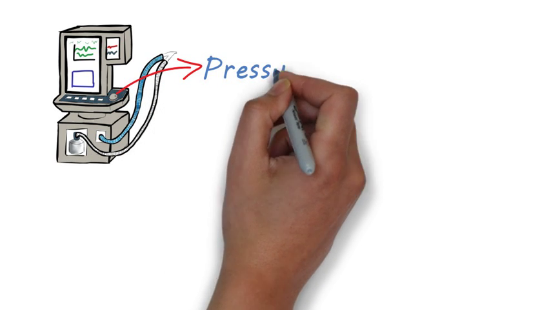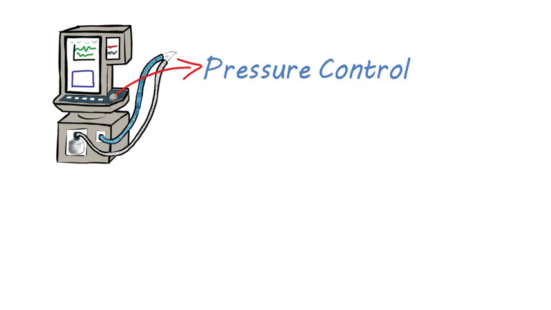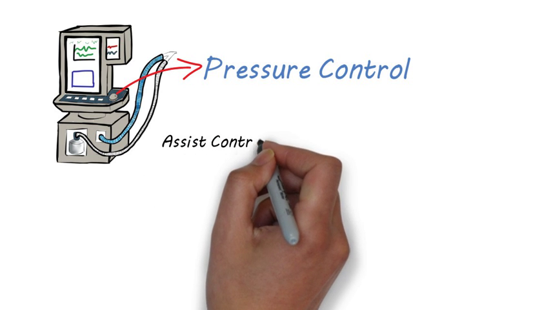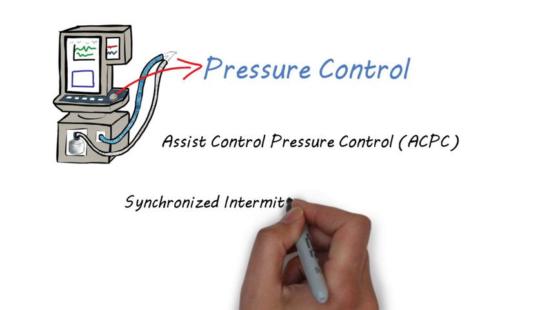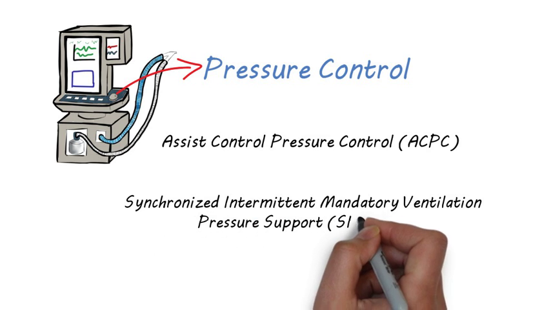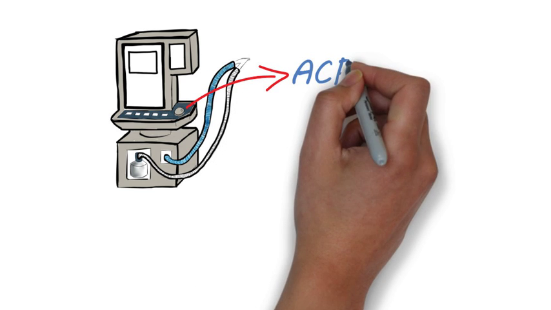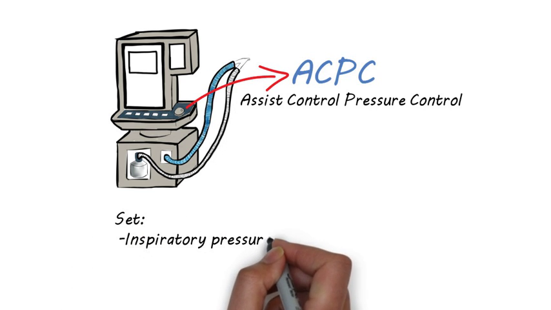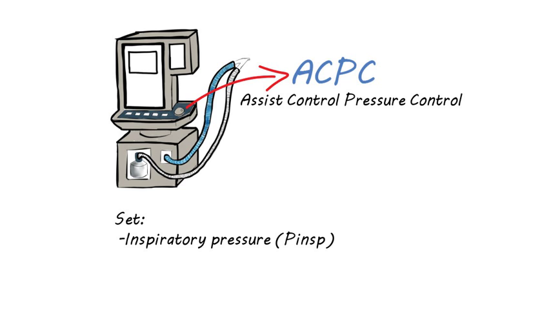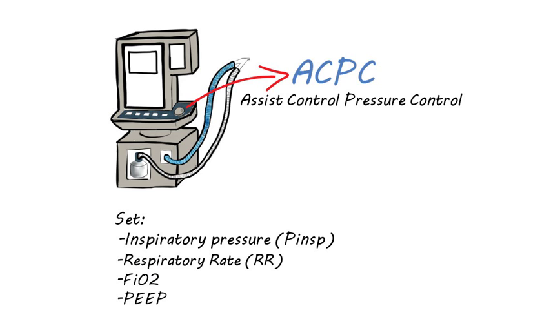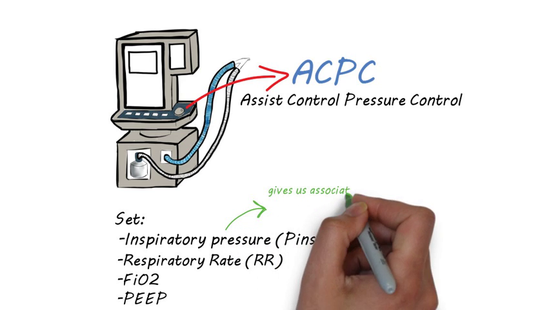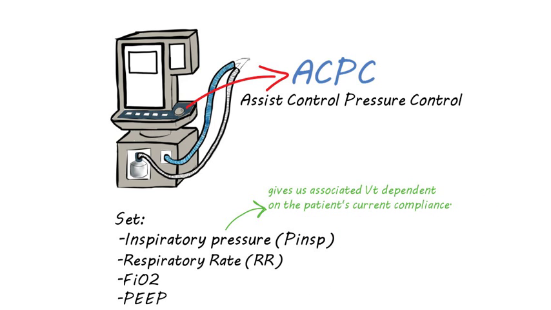Now let's talk more about the pressure control modes of ventilation. There are two main types of pressure control modes of ventilation: assist control pressure control, or ACPC, and synchronized intermittent mandatory ventilation pressure control, or SIMV-PC. If ACPC is our mode, we will first set an inspiratory pressure, since this is a pressure-controlled mode of ventilation. We will set our respiratory rate, our FiO2, and PEEP. The inspiratory pressure applied will give us an associated tidal volume dependent on the patient's current lung compliance.